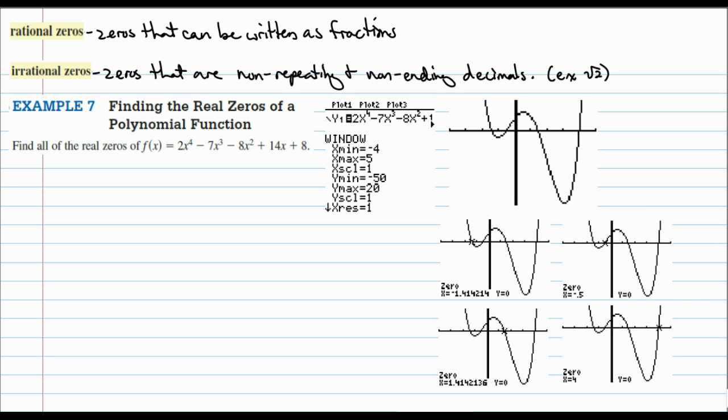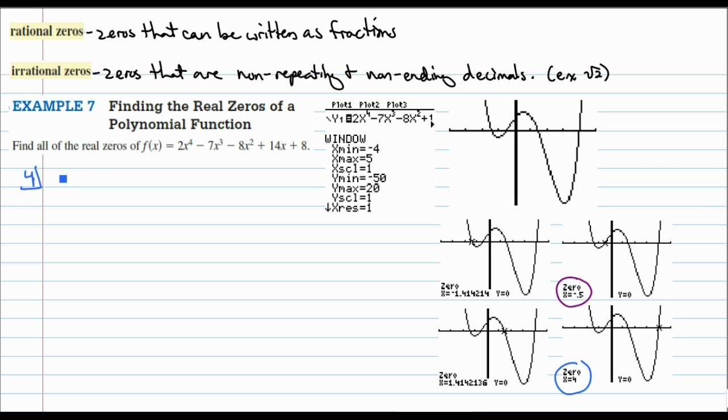So here we go. I did some work ahead of time. I found a good window for the graph. I found the 4 zeros. I can see that 4 and -1/2 are rational zeros. I can easily plug those into synthetic division. So I'm going to start with the easiest one first. I'm going to plug in 4.